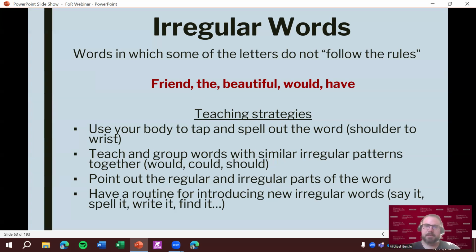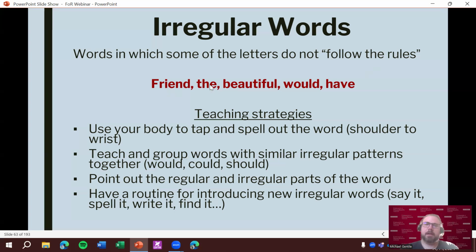As you can see, this is a list of five irregular words we teach students. The, would, and have are what we consider high frequency words. Friend for younger students is also probably considered a high frequency word, and then beautiful would certainly be high frequency by the time you get to, I don't know, second or third grade. These are all irregular words because they don't follow the rules. Friend is a word in which EI says eh.